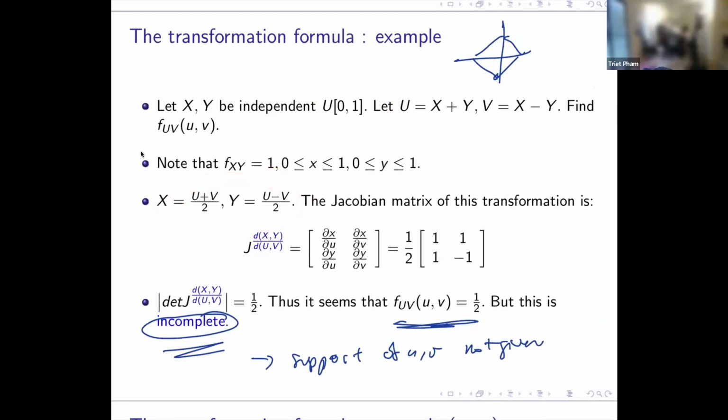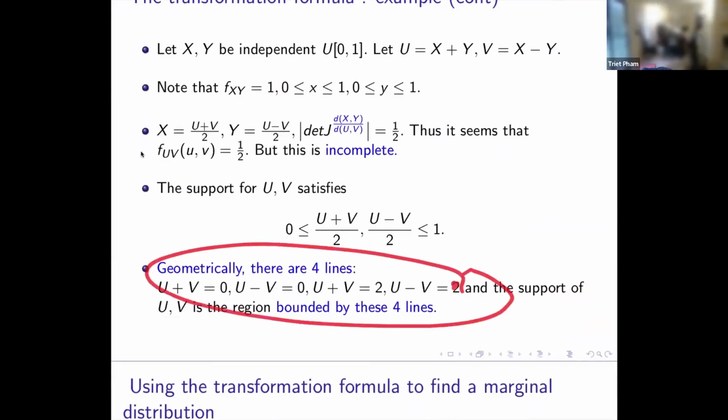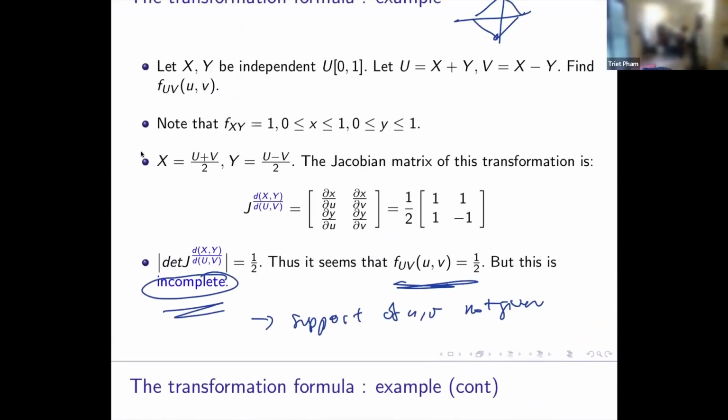Then you see that the density is 1/2. The new density is 1/2, but that's not the end of the story, because 1/2 where? The 1/2 is actually on this rotated square that's given by these four lines. So that is the part that we have to figure out on our own, from the interaction between the new variables, the U, V, with the X, Y. That's not given by the formula alone. All right.